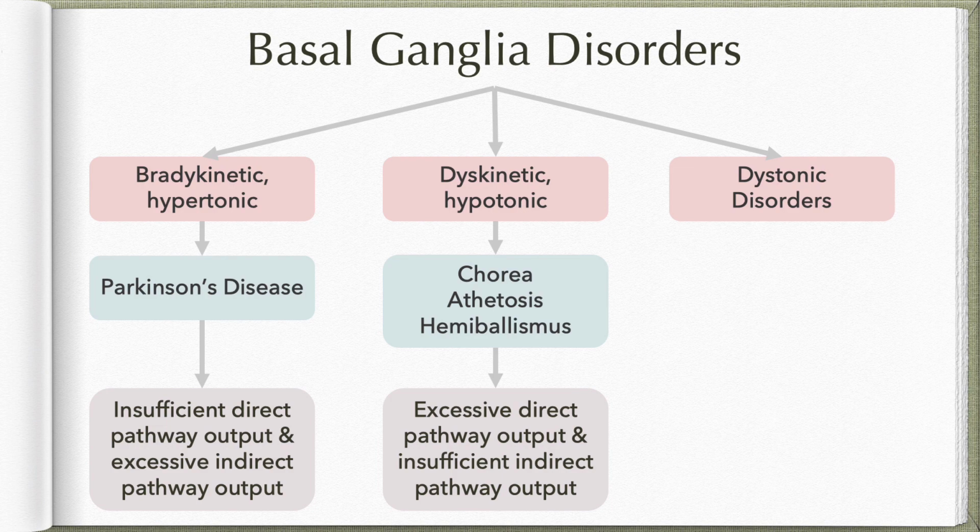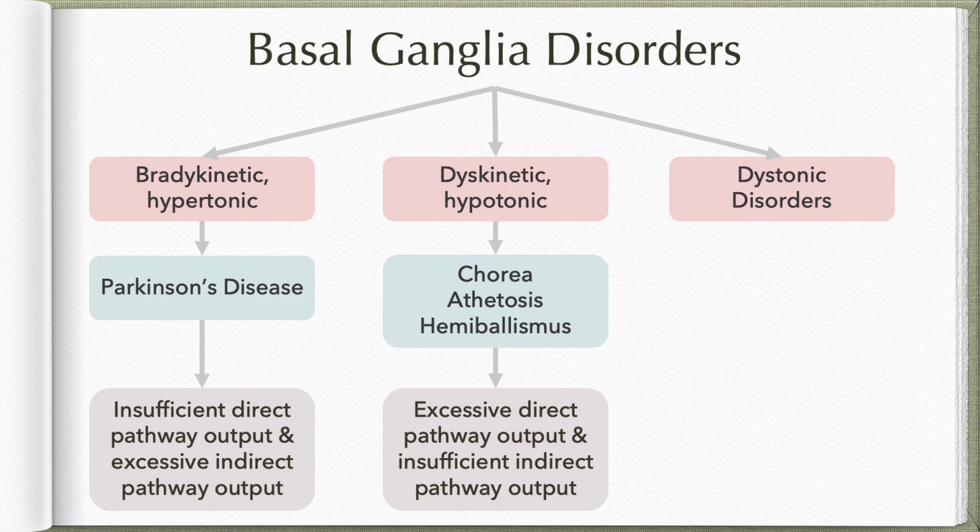Now this is because of the excessive, as I said earlier, excessive direct pathway output. So there is facilitation of wanted movements, but there is also insufficient indirect pathway output. Therefore, there will be no inhibition of unwanted movement. So we have excessive movements called dyskinesias.